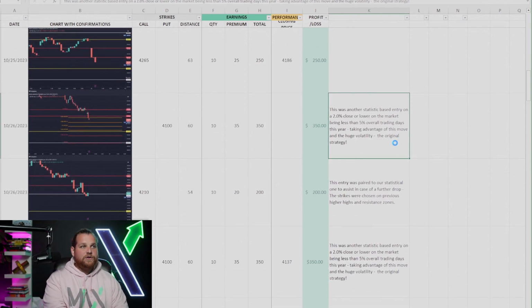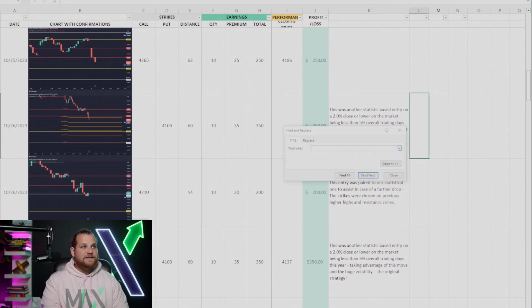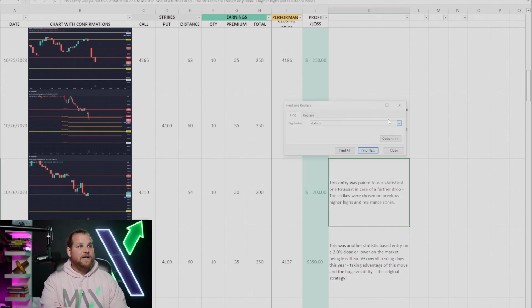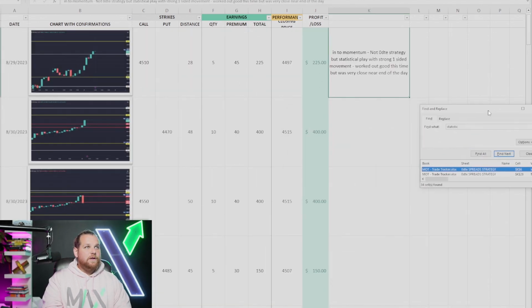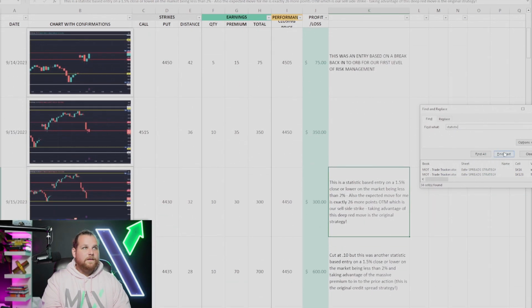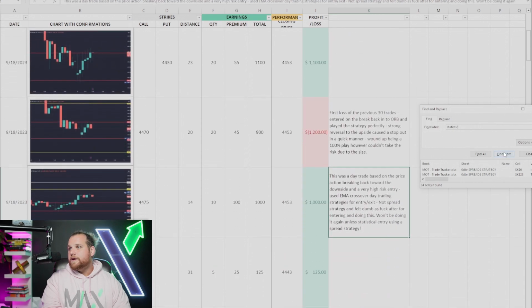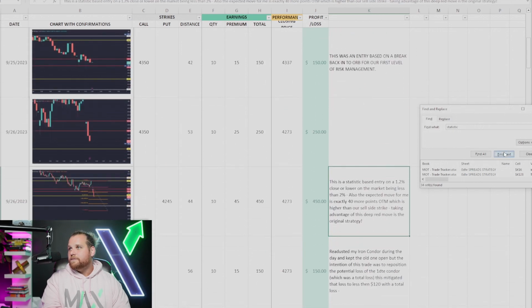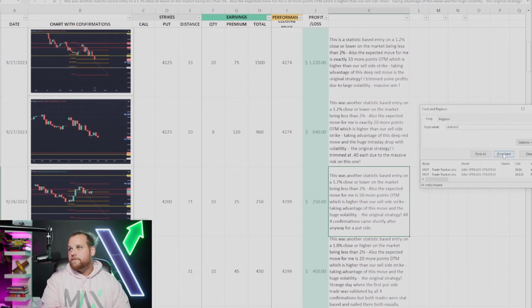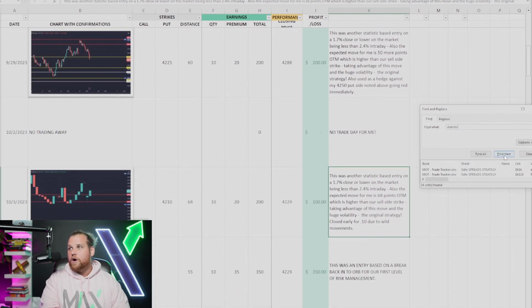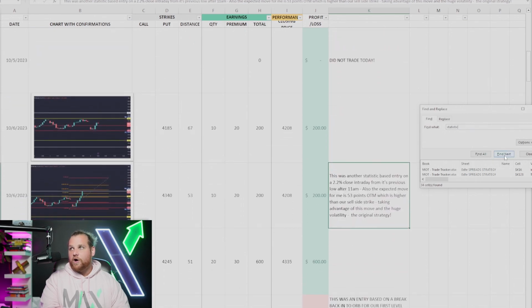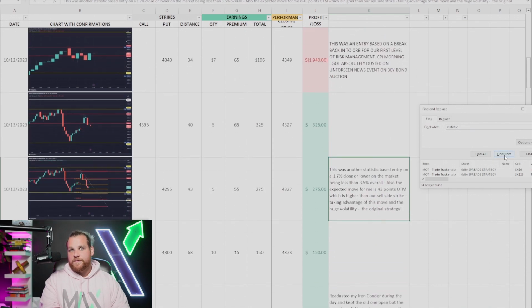And here's what I want you to really see. Let's take a look at the statistic. Let's find all the statistical plays. Statistical play, green. Statistical play, green, green, green, green. Don't worry, I won't say green the whole time for you, but I will just let you go through all of these logs, all of these trades that I took, all statistical based entries for proof of concept.